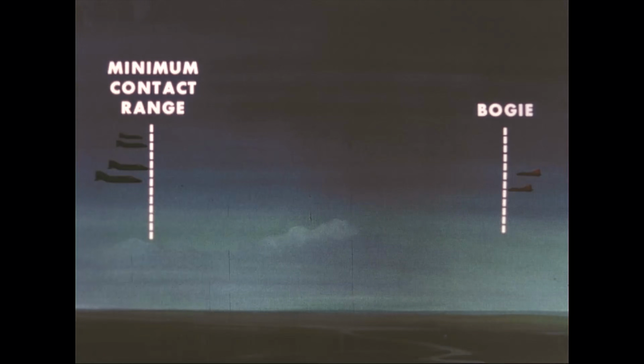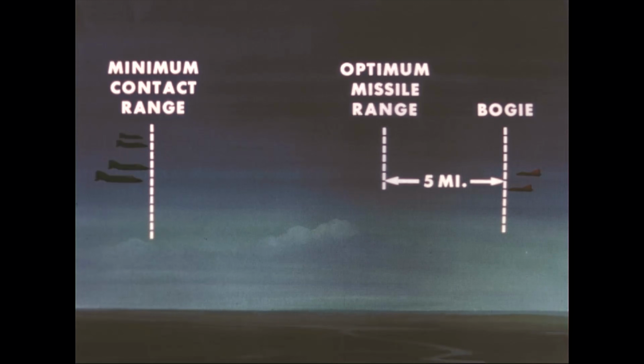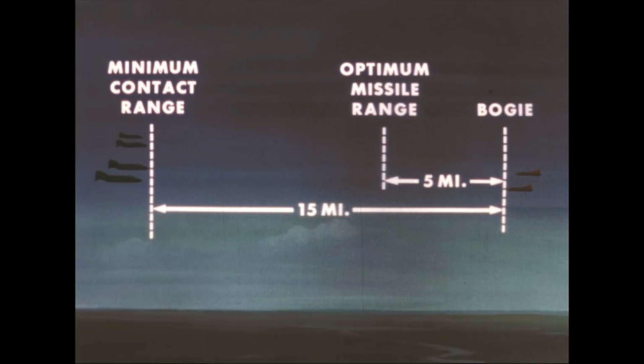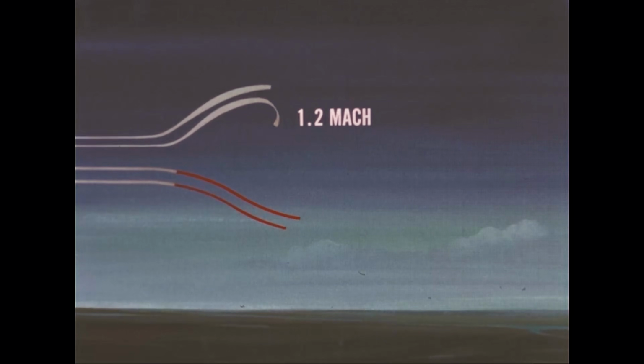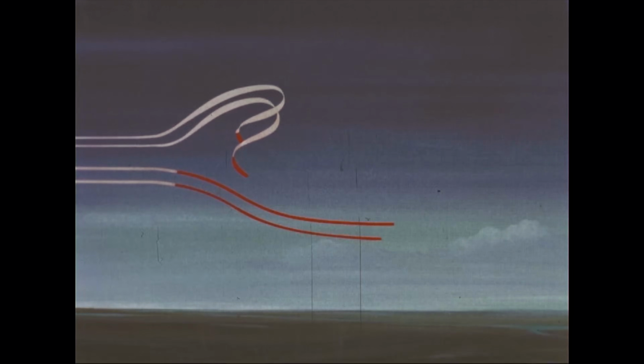A good rule of thumb to determine minimum contact range necessary to gain the separation for attack is approximately 3 times optimum missile range. For example, if optimum missile range is 5 miles, then minimum contact range is 15 miles. If contact is made at sufficient range, the ID element should make a descending acceleration using afterburner to 1.2 Mach. The launch element executes a barrel roll or S maneuver to obtain desired separation in minimum time.